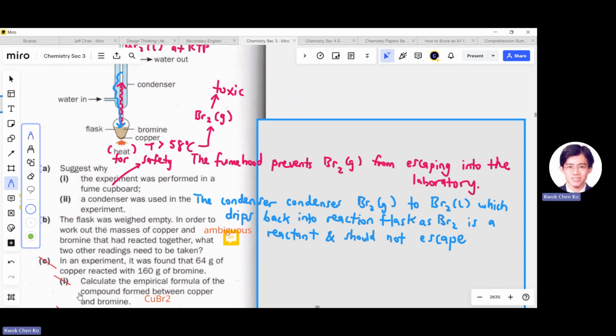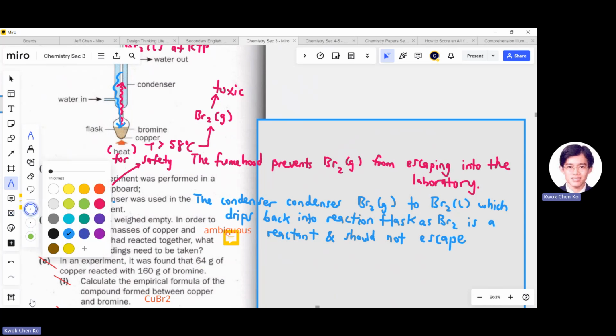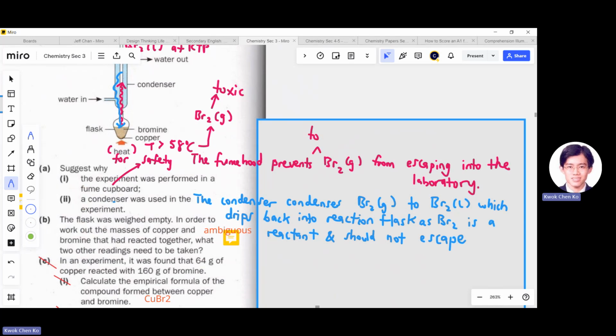Oh, guys, can you add for the part one, make sure you mention that bromine is toxic. So it prevents toxic bromine vapor from escaping into the laboratory. Okay, keep that in mind. You may just be asked about all these unusual questions. Usually it's about toxicity or some sort of hazard.